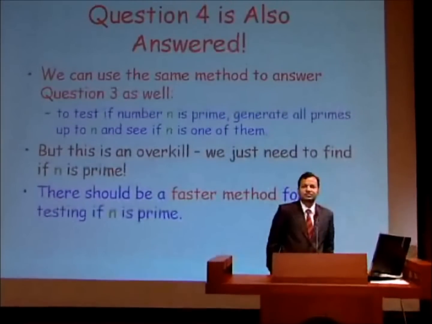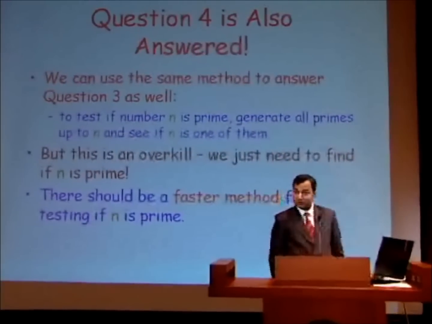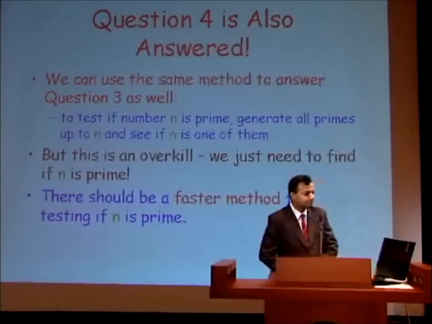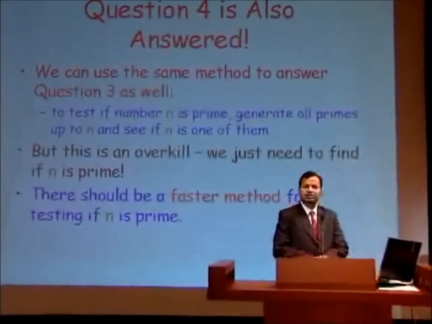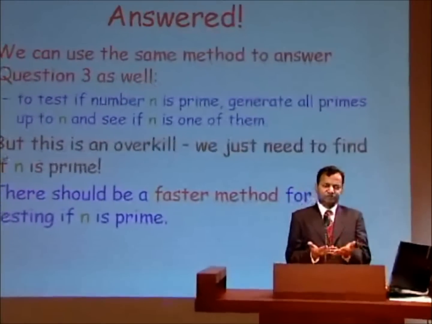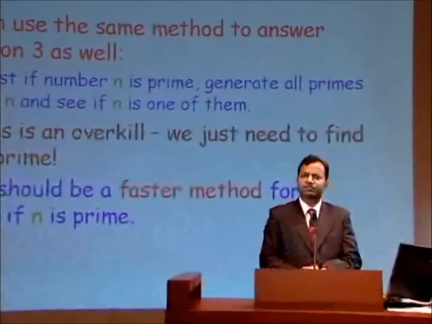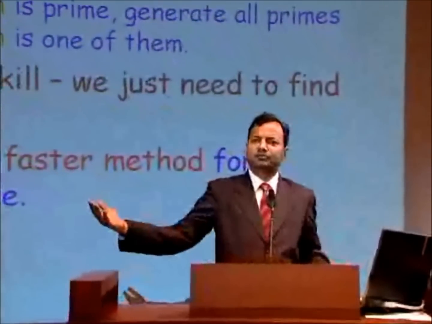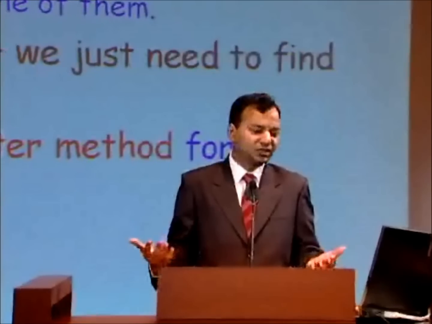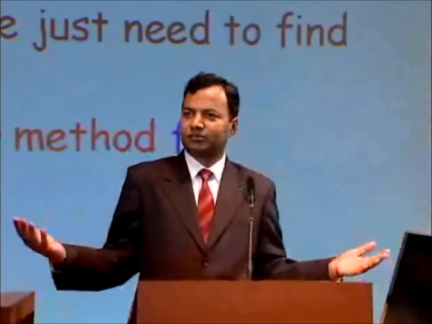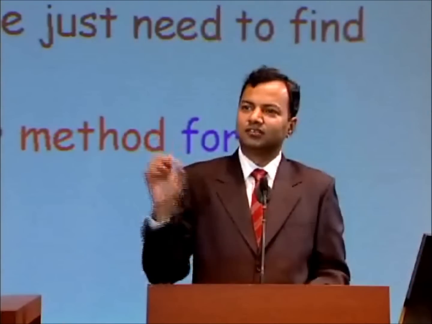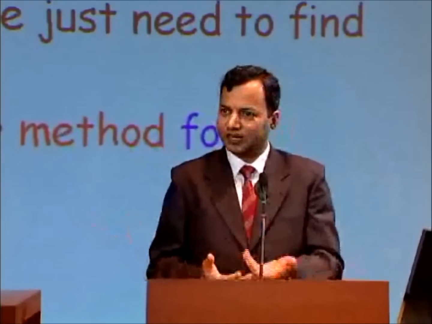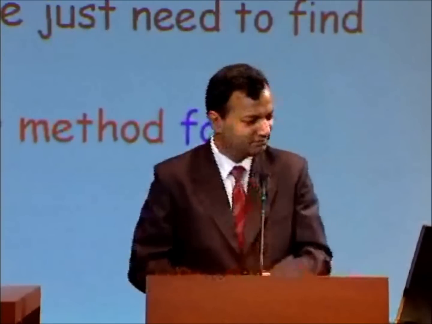And this clearly answers our question 4 also, because question 4 was, how do we generate all primes between 1 and n? And in fact, we can use this method to answer question 3 as well. Question 3, if you recall, was how do we know if a number n is prime or not? Well, here is a method which generates all primes between 1 and n. So what we do is simply write down all the numbers between 1 and n, run the sieve, and identify all the prime numbers in this range. If n occurs there, then n is prime. If n doesn't occur there, it's not prime.